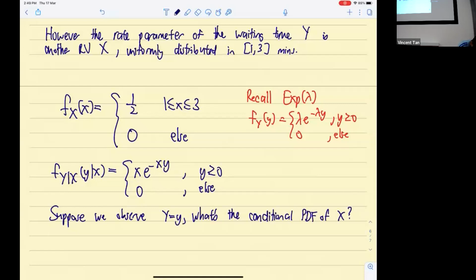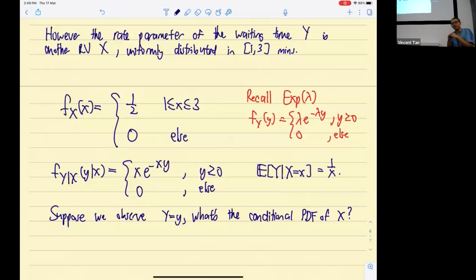Okay, so before we do that, let me remind you that the expectation of y given x equals x is 1/x. We have already seen for exponential random variables that the expectation is 1 over the parameter lambda. But here lambda is called x, okay? So it's 1/x. All right.